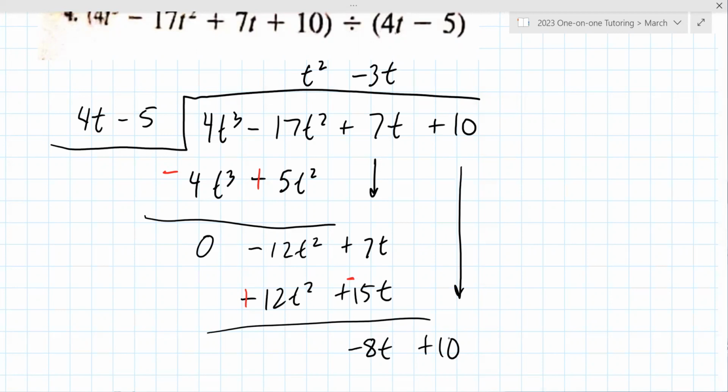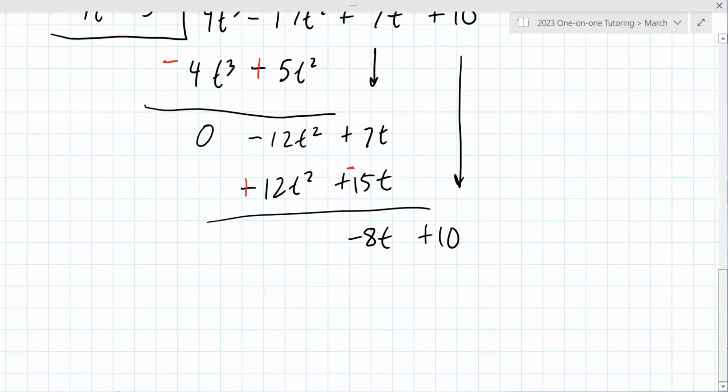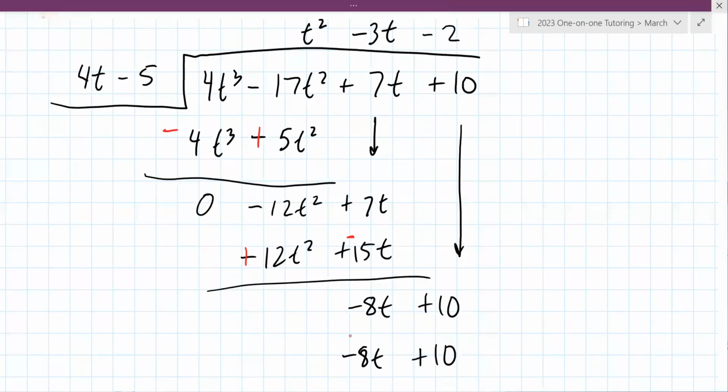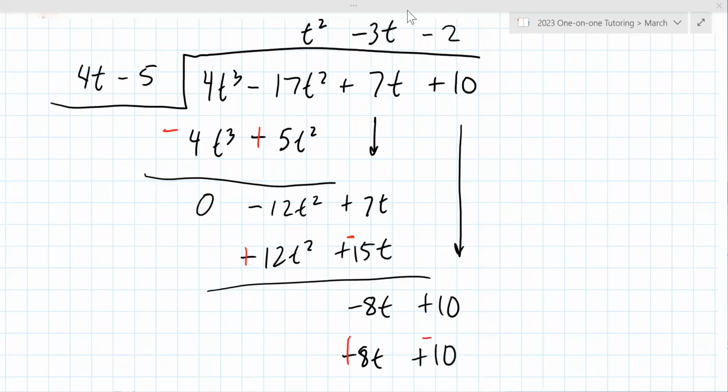I had minus 22t, and then that won't work because it doesn't divide in evenly. Now it doesn't have to, but these are all designed to work out nicely. All right, so how many times does 4t go into minus 8t? Minus 2. Minus 8t, and plus 10. Change the sign, and you end up getting a remainder of 0.